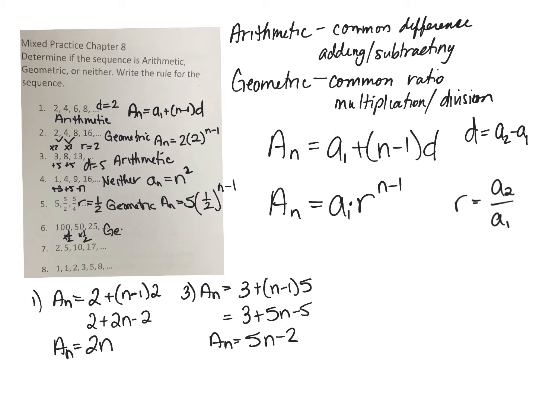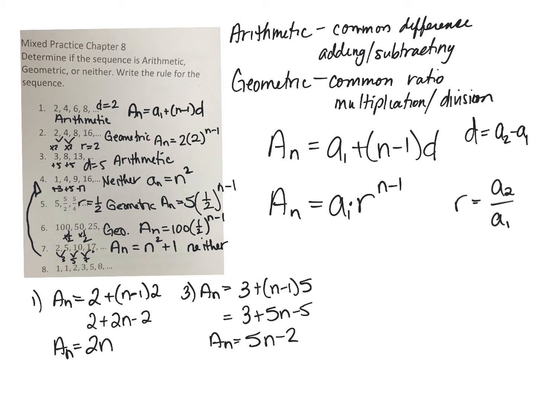So again, number 6 is geometric, and an is 100 times 1 half to the n minus 1. Number 7 is plus 3, plus 5, plus 7. That looks a lot like number 4. And if you look at the relationship between the two, 1 plus 1 is 2, 4 plus 1 is 5, 9 plus 1 is 10. So we get a pattern of n squared, whatever we had in number 4, just one more than that, so plus 1, and this one's neither.